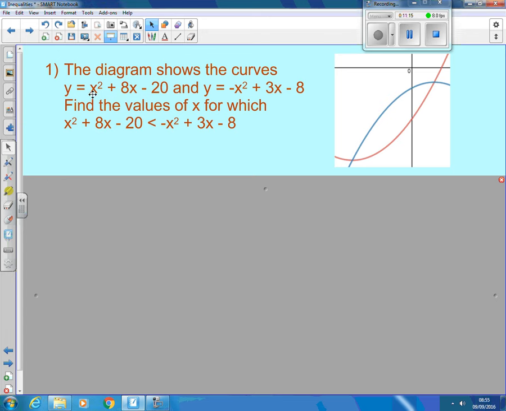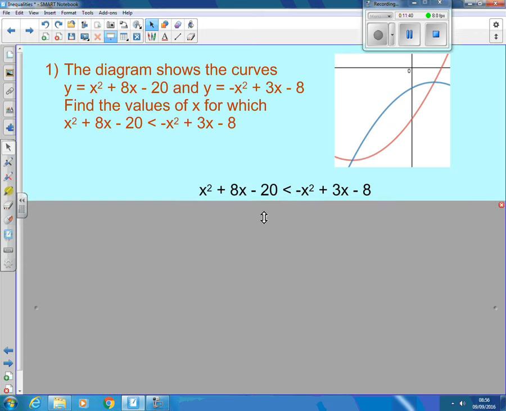Well, this one, y equals plus an x squared, means it's the right way up, so that's the red curve, so that one's the red curve. Y equals minus x squared, that's the upside down one. Okay, and so that's a blue curve. So we're going to want where the red curve is below the blue curve. We're going to want this bit here.